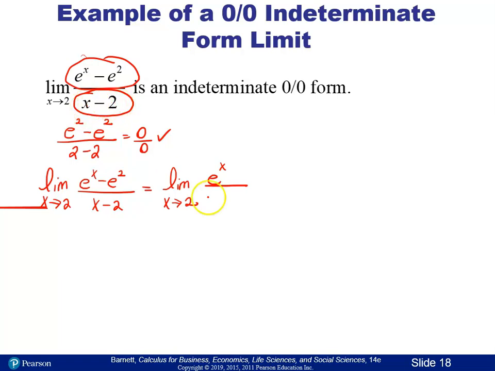Here, the derivative of x is just 1, and the derivative of 2 is 0. So I end up with this that I've got to simplify, which is when I plug the 2 in, going to give me e to the second. And so that's the value of my original limit, okay, by L'Hopital's rule.